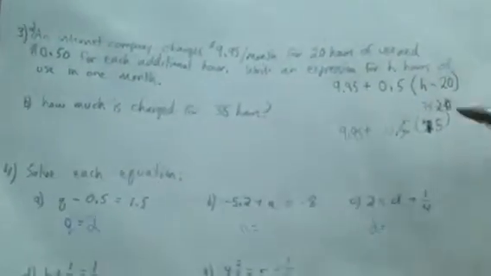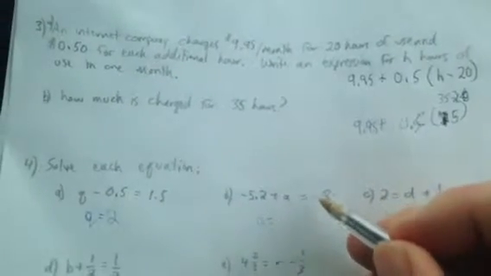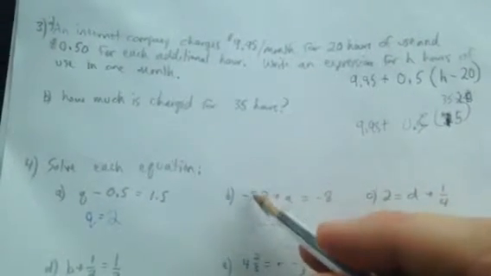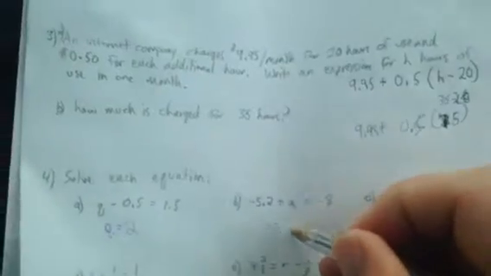All right, solve for each equation. You did a few of them, but not all of them, so we'll do this one here. Obviously, minus 8, you want A on one side, so you add 5.2, and that's 13.2.